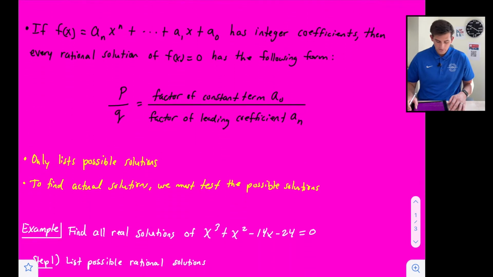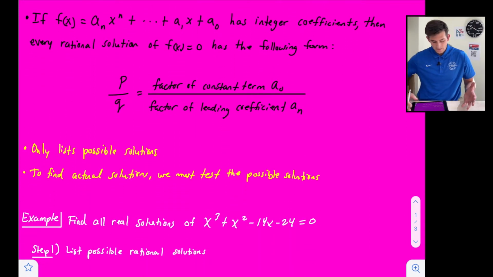And now how can we use this? Well, in yellow it tells us what this does for us. This is going to allow us to list all possible solutions of the polynomial equation. Why? Because all we have to do is look at the constant and list the factors of it as the numerator, and the factors of our leading coefficient as the denominator. And that gives us all of our options.